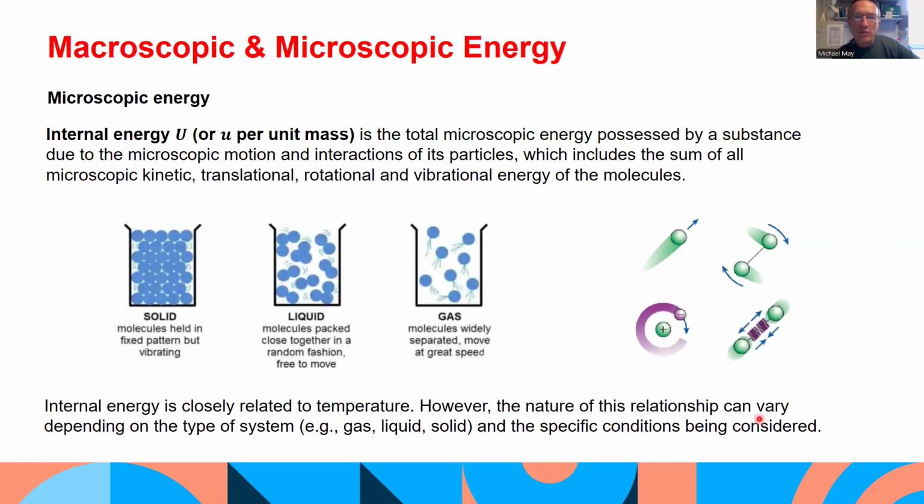So the main form of microscopic energy that we deal with in a thermodynamic system is called internal energy, denoted by a capital U, or a small u per unit mass. It's the total microscopic energy possessed by a substance due to the microscopic motion and interactions of its particles, which includes the sum of all the microscopic kinetic, translational, rotational, and vibrational energies in the molecules. It says down here, internal energy is closely related to temperature. However, the nature of the relationship can vary depending on the type of system, whether it's gas, liquid, or solid, and the conditions being considered. So generally related to temperature.